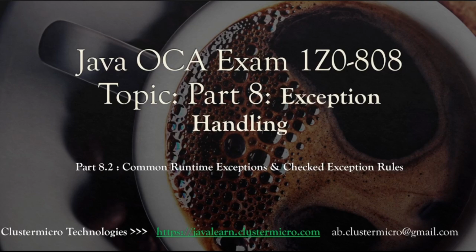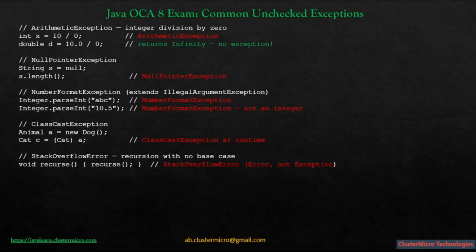Today we are going to discuss part 8.2, common runtime exceptions and checked exception rules. So first one is arithmetic exception. int x = 10 / 0. Integer division by 0 throws arithmetic exception. It's straightforward. But now look at this: double d = 10.0 / 0.